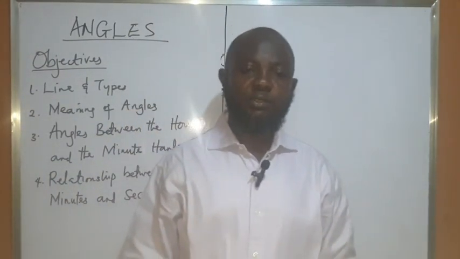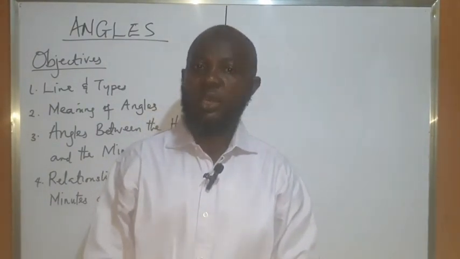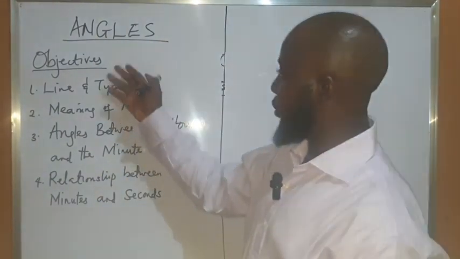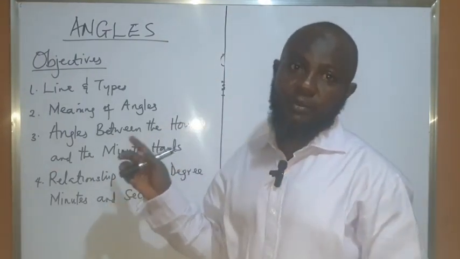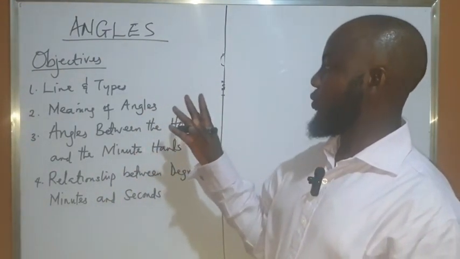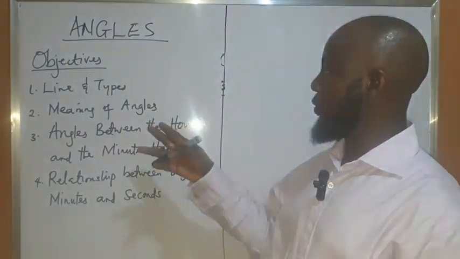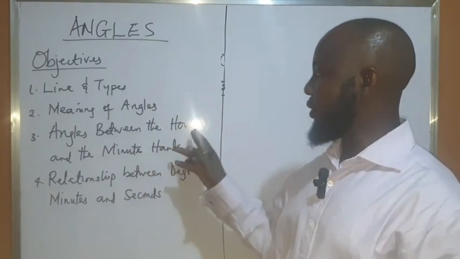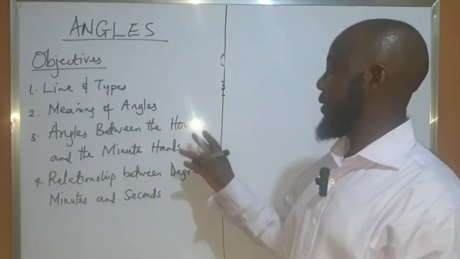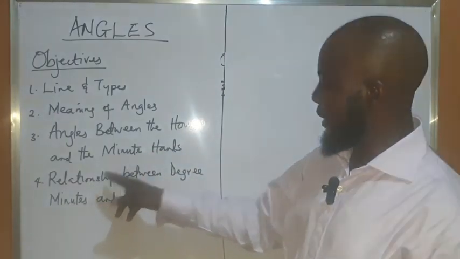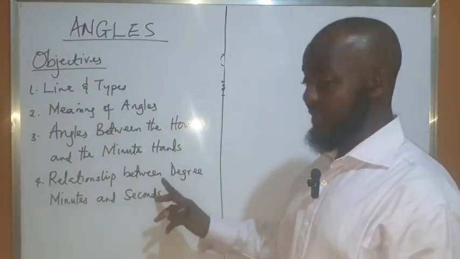So in this class, we want to look at angles. Under angles, we have this set of objectives that we want to achieve. The first one is we want to look at lines and its types. Then we'll move to angles, the meaning of angles. Then we're also going to look at angles between the hour and the minute hands of the clock, right? The last part will then be the relationship we have between degrees, minutes, and seconds.